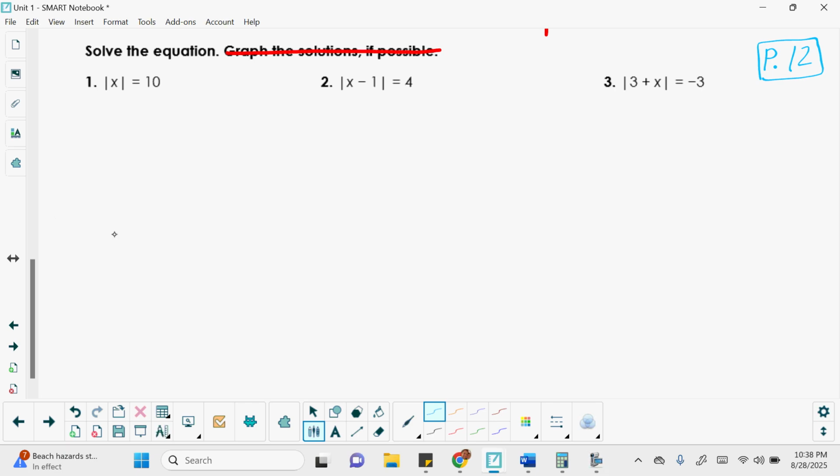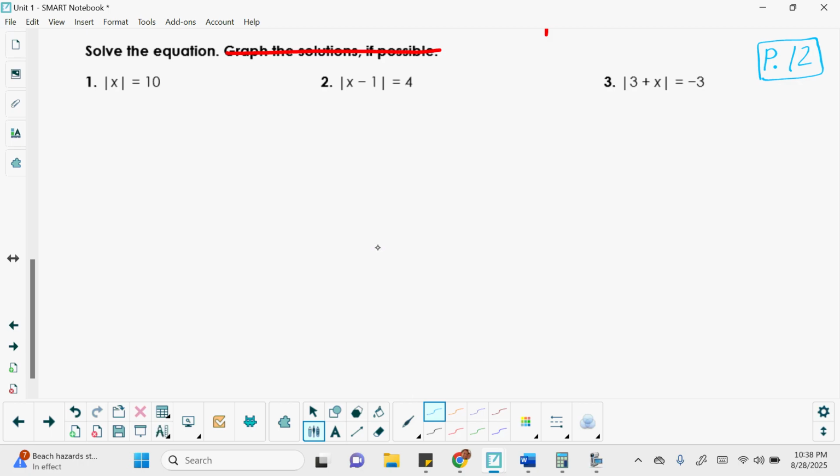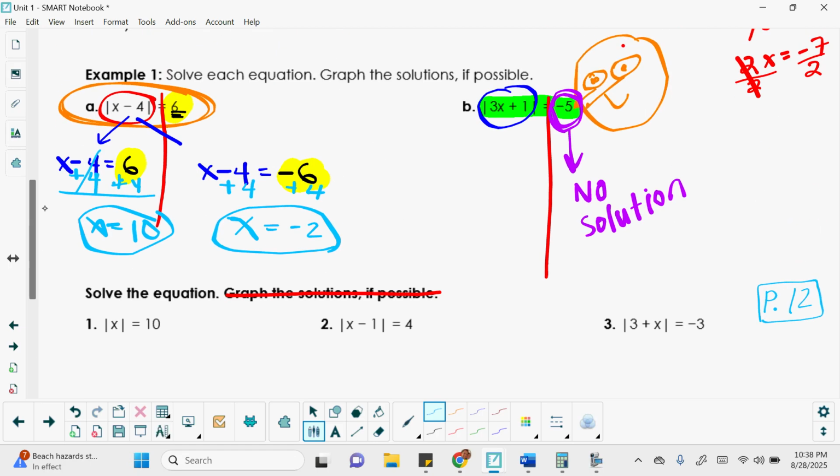All right, hi everyone. So today we're going to continue working on absolute value equations. I'd like to give you a few more examples, show you how to do it, and then I'll give you the rest of the time to work on the homework, which is a worksheet in your homework packet. So what I'd like you to do is find page 12, and we're going to continue with the notes that we had yesterday.